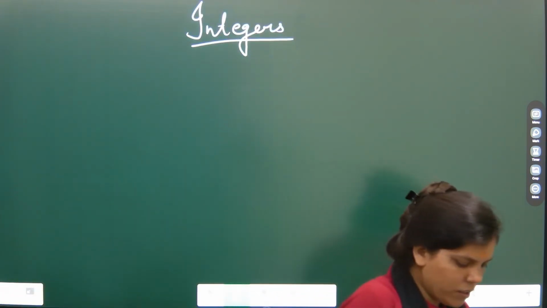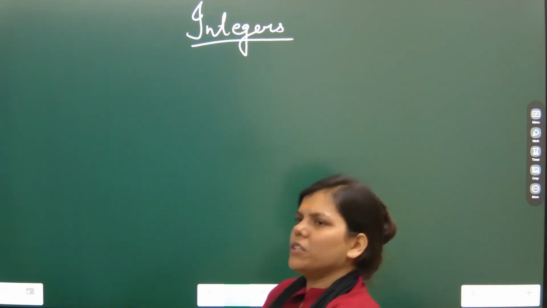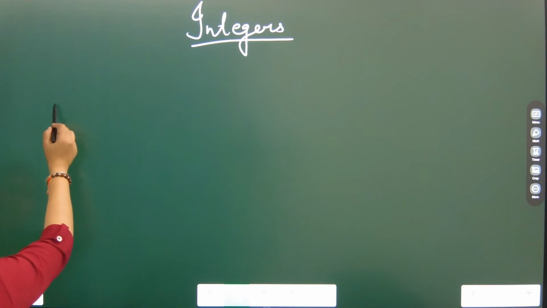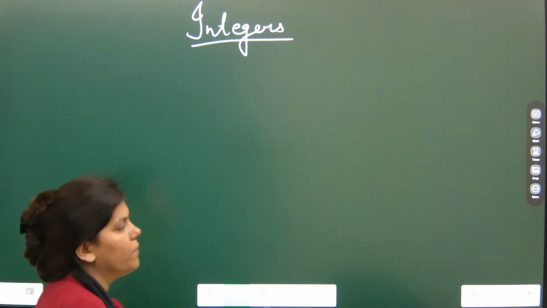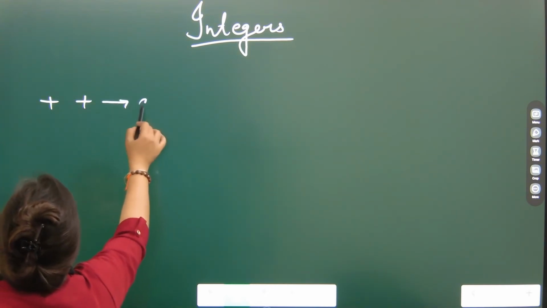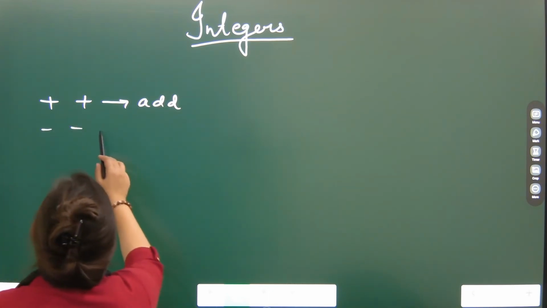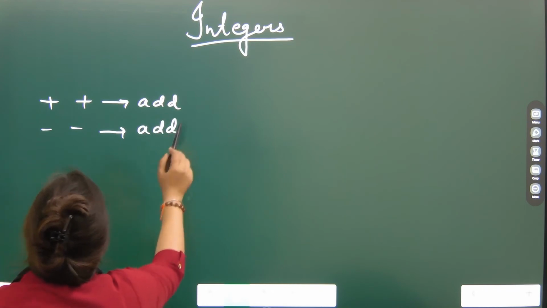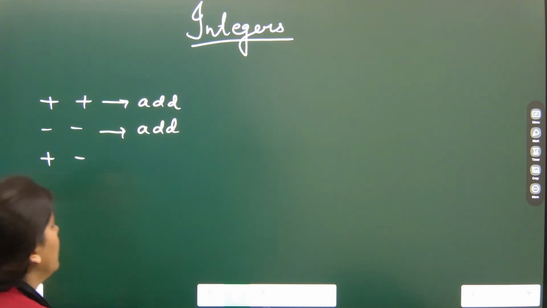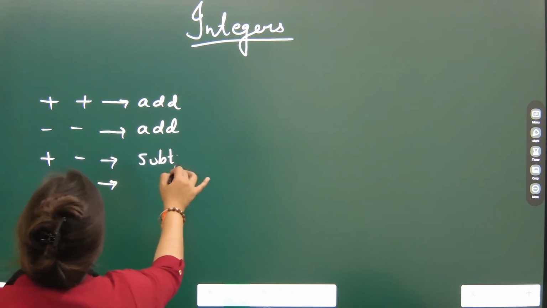You must have studied these concepts earlier also, but many students make silly mistakes even if they understand the concept. If there are 2 numbers and both have positive sign, what will you do? You will add. If there are 2 numbers, both have negative sign, what will you do? You will add. If one of the number is positive and another is negative, then what will you do? In such case, you will subtract.